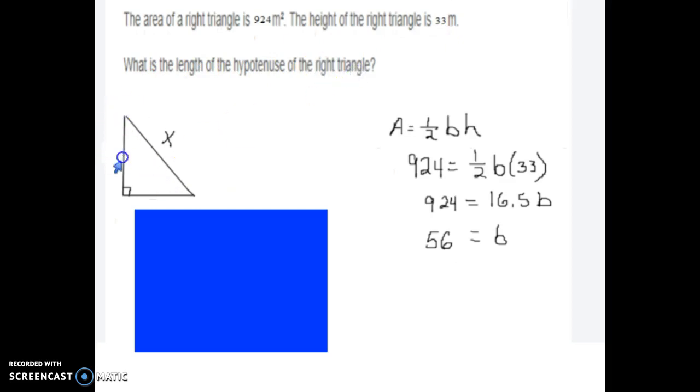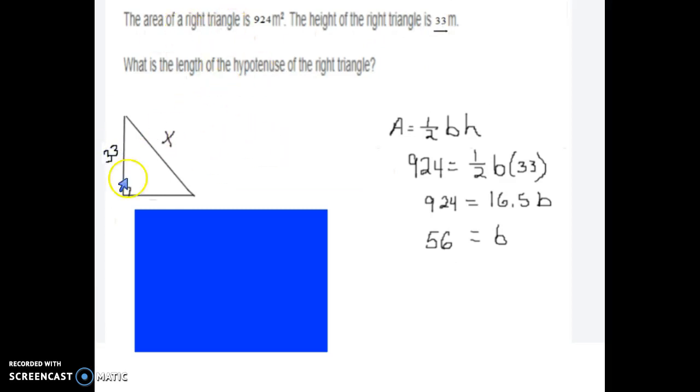So I like to draw myself a little picture if they don't give us one. So here's my right triangle. They want the hypotenuse, which is x. Now they give us a little information. The height is 33. So this is 33.